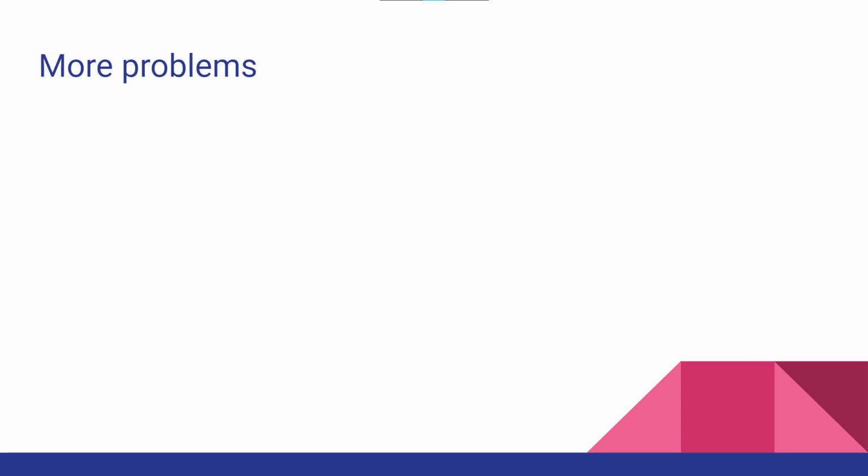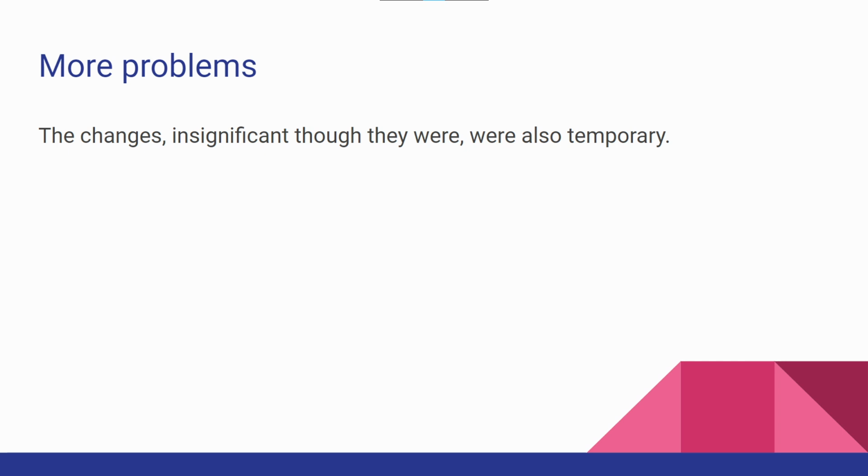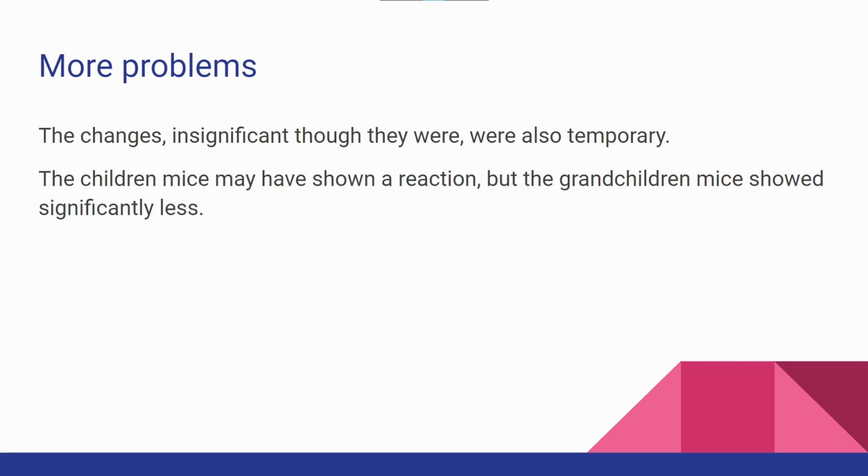But there are more problems. The changes presented in the mice didn't actually last long enough for them to cumulatively change them into a different creature. They were temporary. The children mice showed a reaction to the cherry blossom smell, but the grand mice, so the second generation, showed significantly less reaction to the cherry blossom smell than the children. And the reaction was fully gone after that second generation, which indicates that the change was temporary.